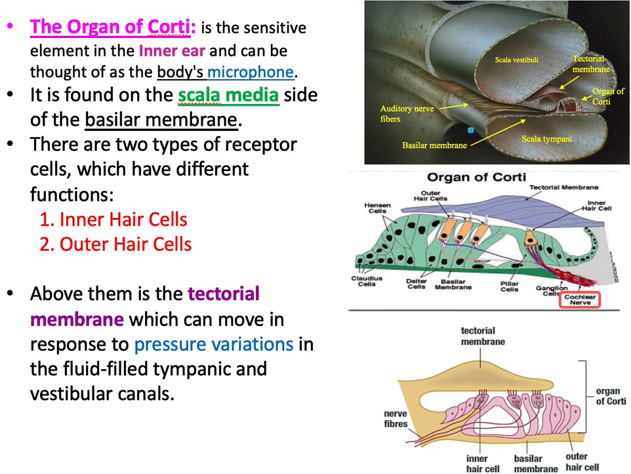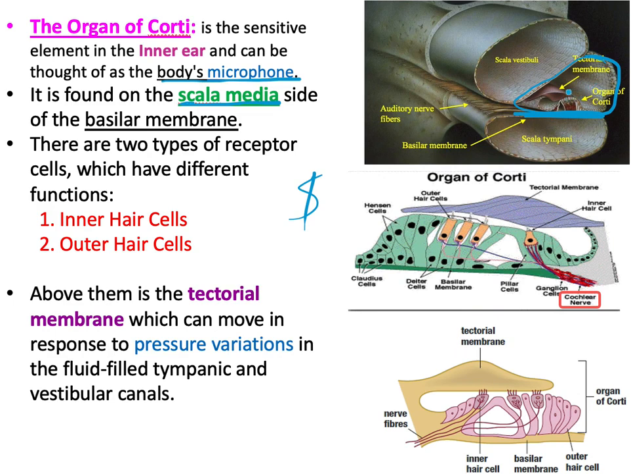So the organ of Corti, which is very important, is the sensitive element in the inner ear, and it's the microphone of your body, because you saw how important it is. It's found in the cochlear duct, or scala media, on the basilar membrane, right?